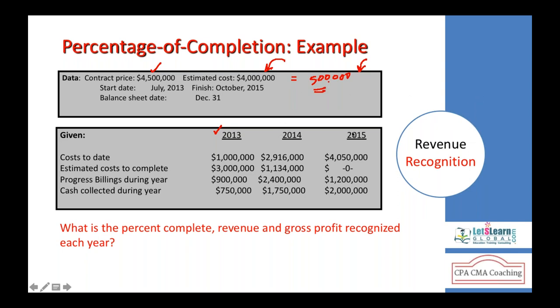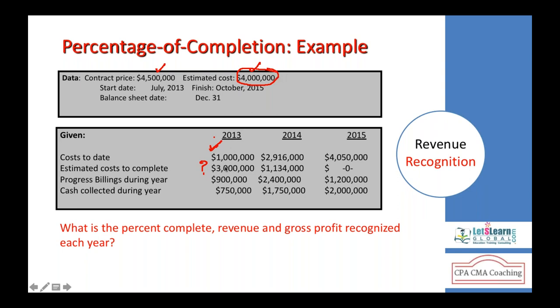Let's only concentrate on 2013, the first year. Cost to date is 1 million. So out of the 4 million estimated, we incurred so far 1 million. Cost estimated to be completed, that is 3 million, obviously, right? So total cost estimated was 4 million. We incurred so far 1 million. What is the cost to be incurred in the future years? 3 million. 1 million plus 3 million is 4 million.